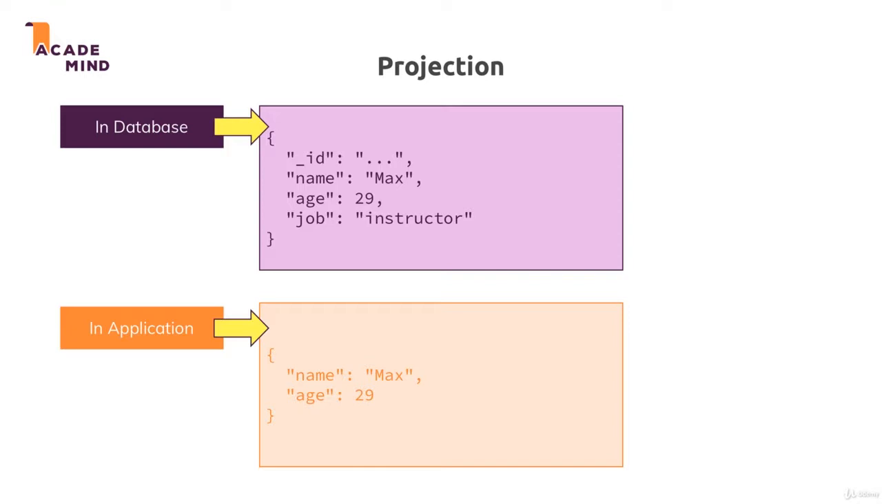But you would still transfer it over the wire. So you would kind of impact your bandwidth. You would fetch unnecessary data and you want to prevent this. So it would be better to filter this out on the MongoDB server. And this is exactly what projection can help you with. Projection is super easy to use. Let me show it to you.